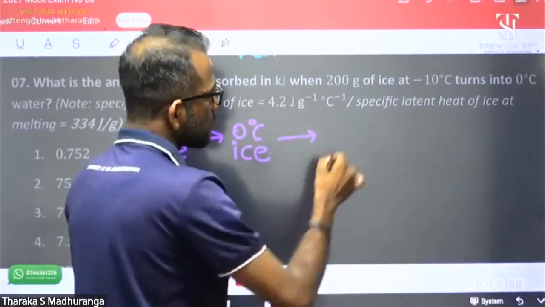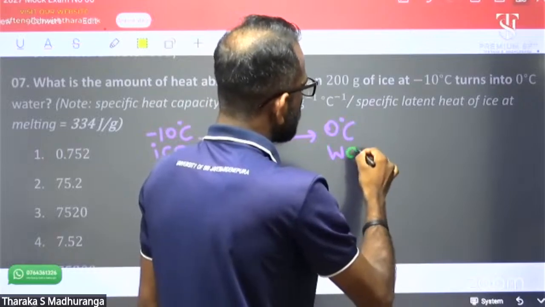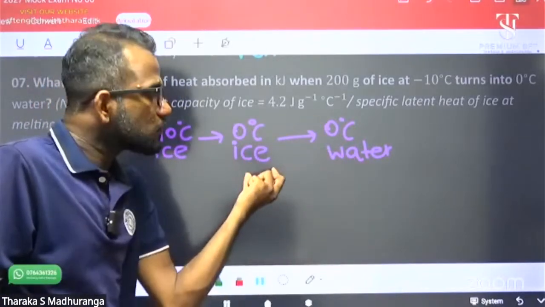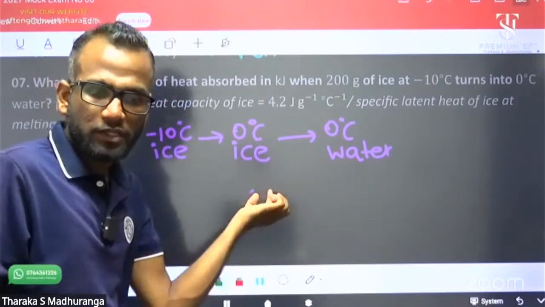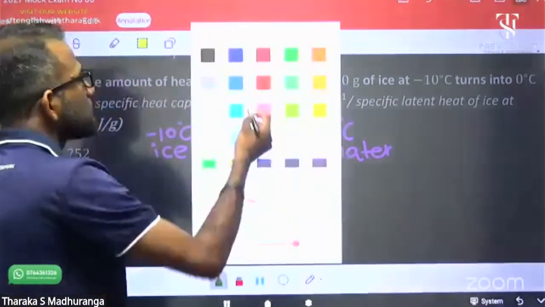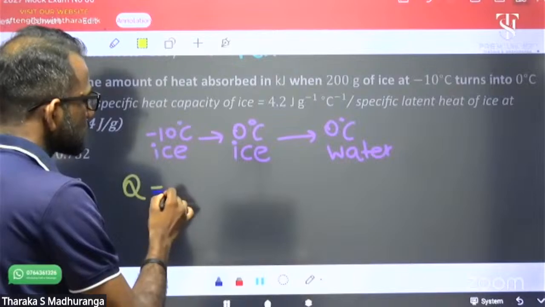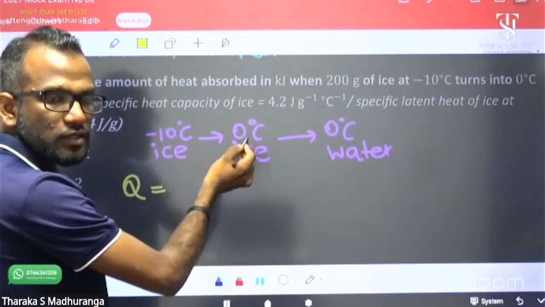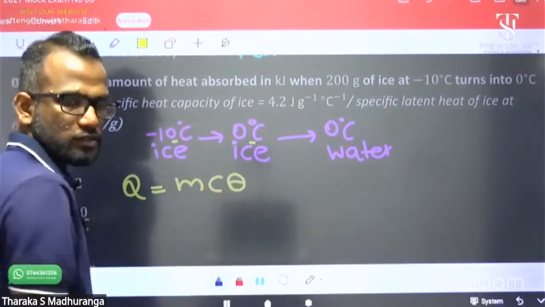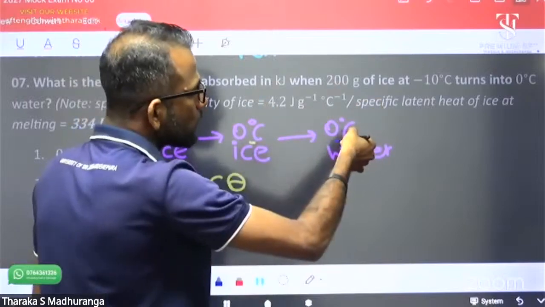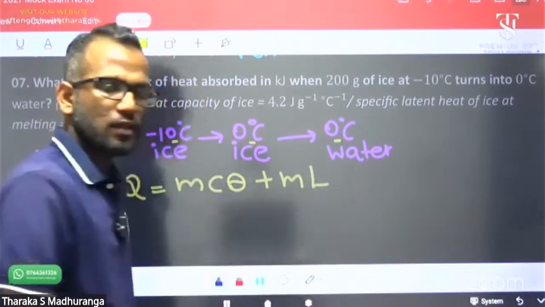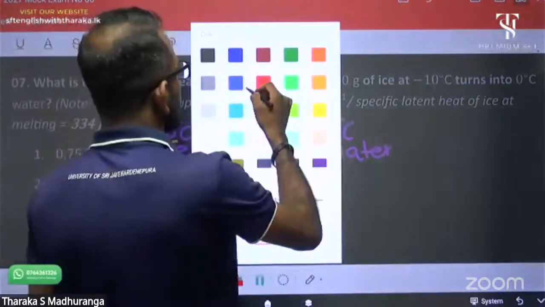Then 0 Celsius ice converts to 0 Celsius water, that we call a physical state change, melting. Solid water converts into liquid water without any temperature change. Now you can get the Q. For the first part there is a temperature change, no physical state change: minus 10 to 0 Celsius ice, still ice, therefore mcθ. Then at 0 Celsius ice, the physical state changes without temperature change. Then it is mL.